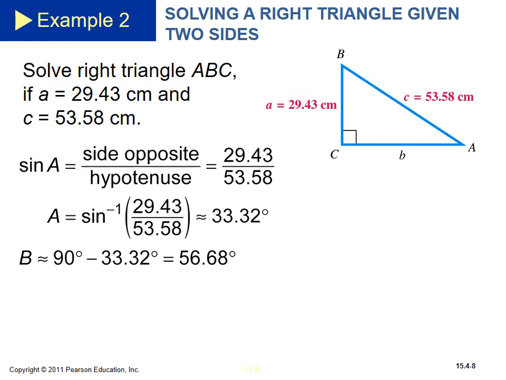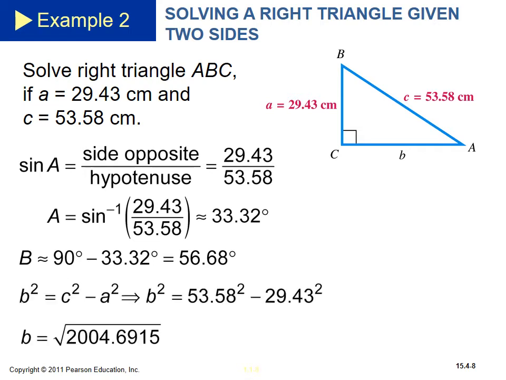Then you could subtract that to find angle B and come up with 56.68 degrees, and then use the Pythagorean theorem to solve for B. Come up with 44.77. Now, when you're given information that goes to the hundredths, that's where your answer should go, to the hundredths.